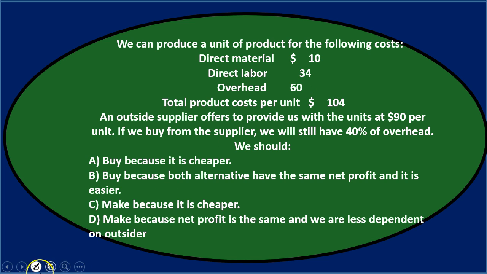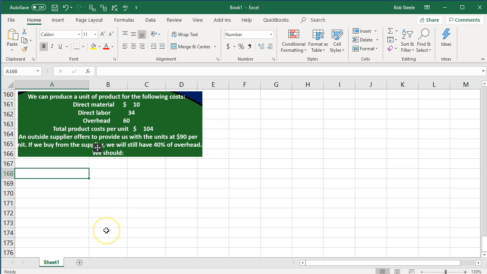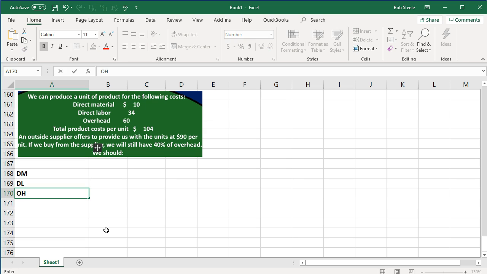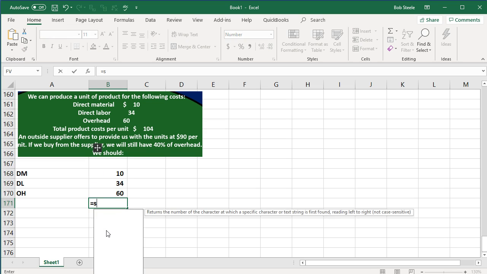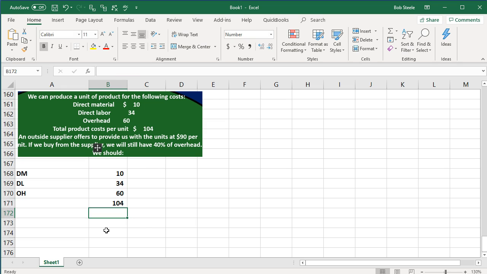So let's see the calculations related to that. For this common type of question, we're just going to lay out the data: direct materials, direct labor, and overhead. The key component is going to be the overhead. We've got $10, $34, and $60. Summing that up, the total cost is $104. Compared to the $90, the $90 looks like a good offer. It's cheaper than making it internally.